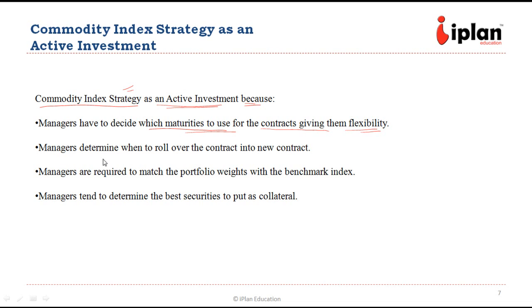In the case of commodity index strategy, the managers determine when to roll over to the next new contract, and the managers are also required to match the portfolio weights based on the benchmark index. And finally, they determine the best securities to put as the collateral. So due to all these considerations, this is understood as an active investment.